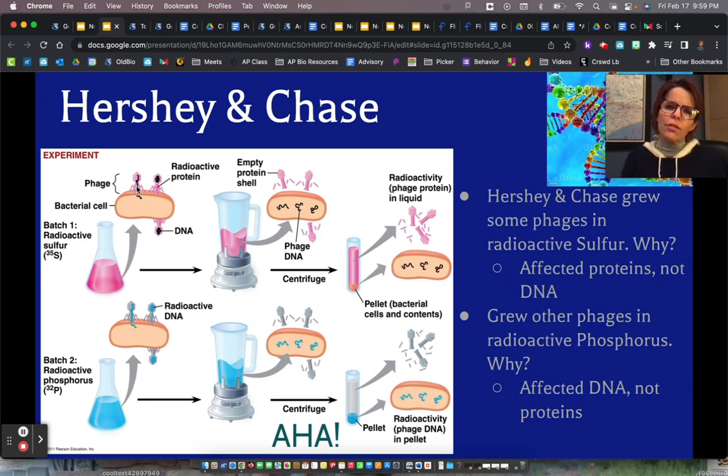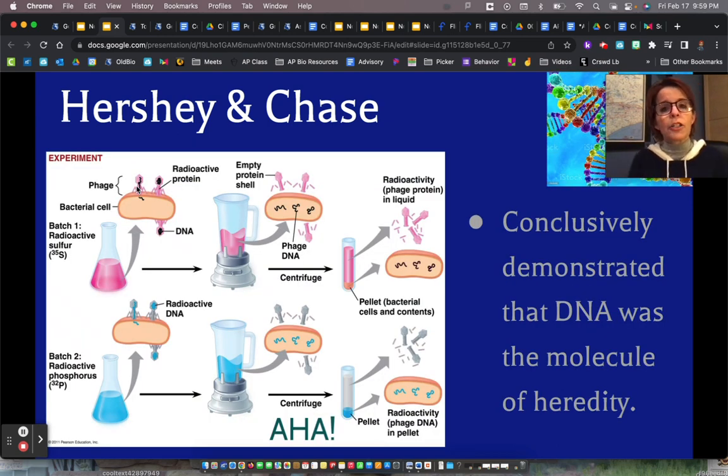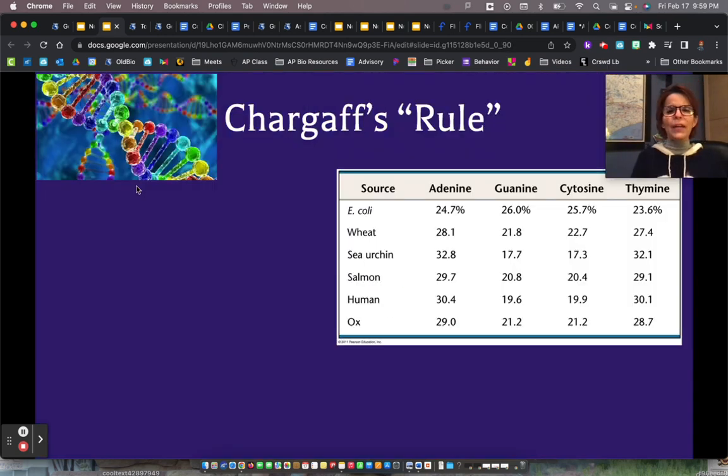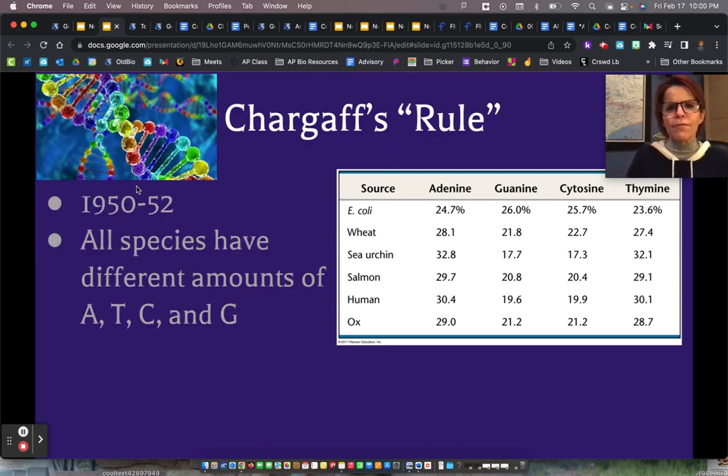So they have now conclusively proven that DNA is, in fact, the molecule of heredity. Okay, the next interesting experiment that takes place is happening in the 1950s. There's lots of others, but these are the classic ones.